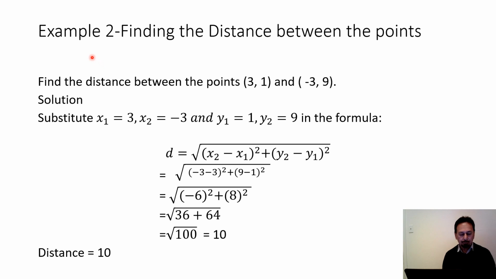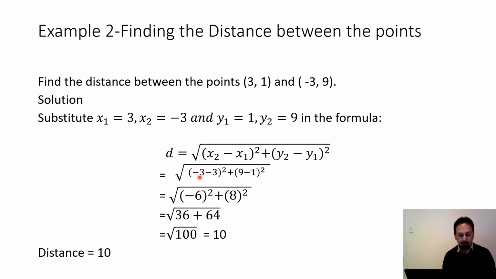So example 2, finding the distance between the points. We're going to find the distance between the points 3, 1 and negative 3, 9. So here's the formula. D equals the square root of x2 minus x1 squared plus y2 minus y1 squared. So we substitute x2 is negative 3, x1 is 3, and y2 is 9, and y1 is 1.